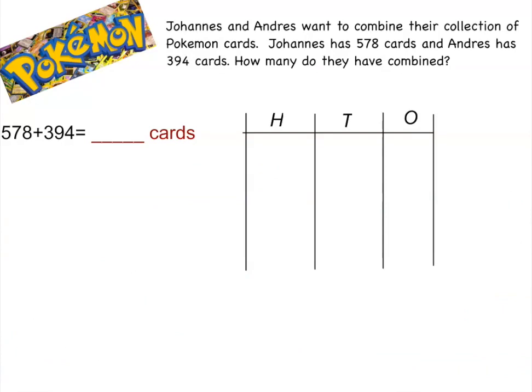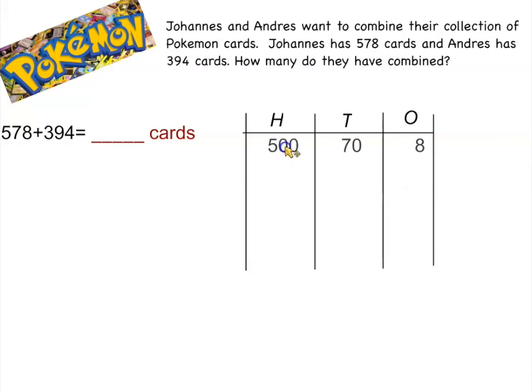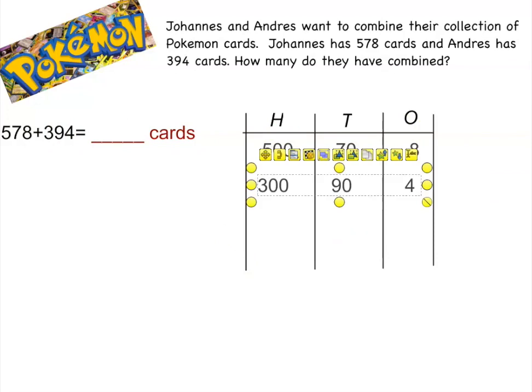Now let's try the same problem that we just added a minute ago, but this time let's use expanded form. So we've got 578. And so what I've done is taken that number and I've expanded it out into each of its place values. And then I'm going to do the same thing with the second add-in, 394. So now I need to add them together.